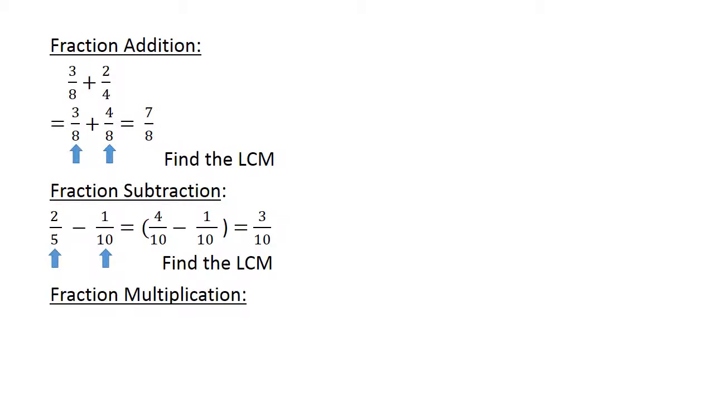Fraction multiplication. 4 over 10 times 2 over 20 is equal to 8 over 200. 4 times 2 is equal to 8. 10 times 20 is equal to 200, which is equal to 1 over 25, the simplest form of our fraction.